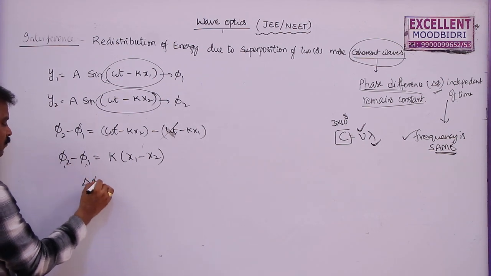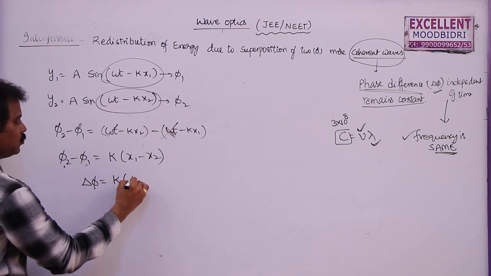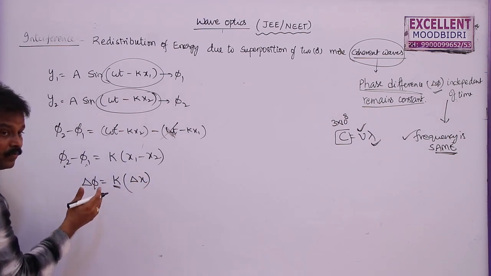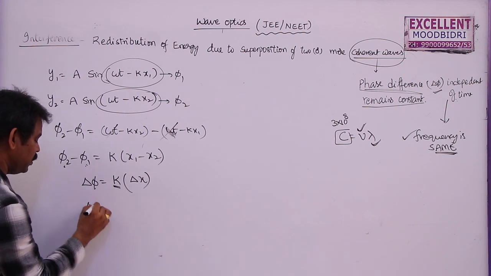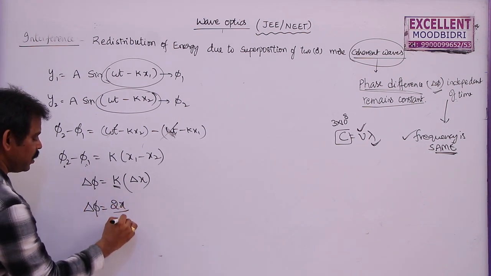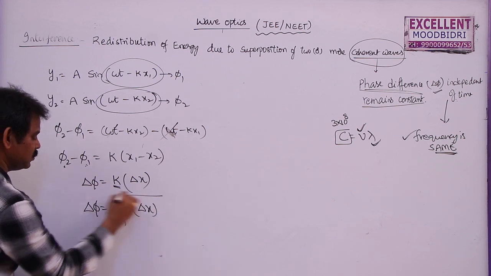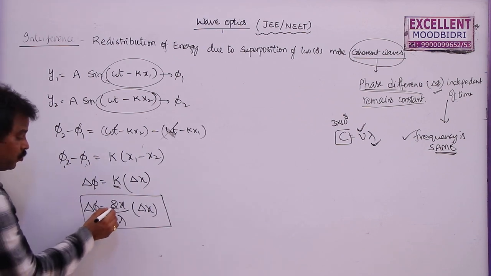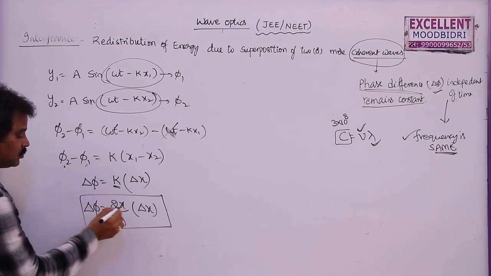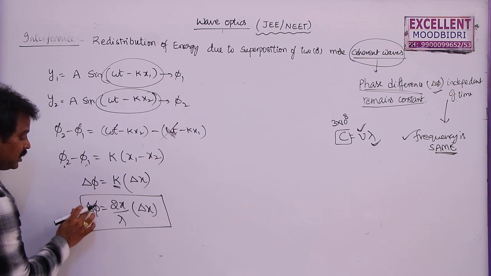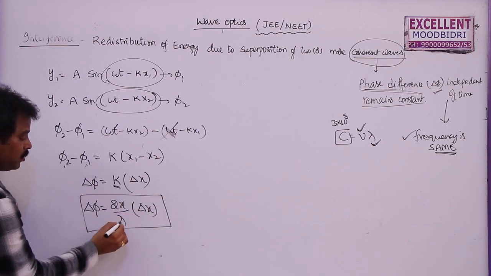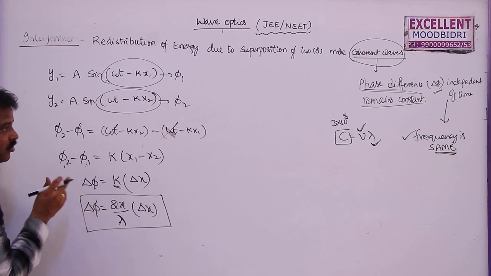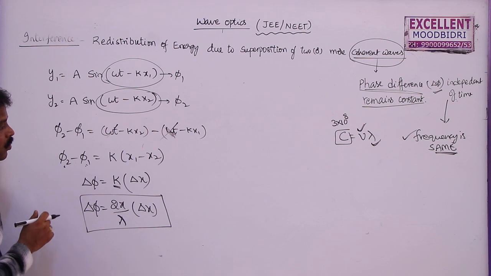We denote it with delta phi, which is equal to k into delta x, where k is equal to 2 pi by lambda, that is the wave or propagation constant. So phase difference is equal to 2 pi by lambda into path difference. So phase difference is a function of path difference here. Here 2 is a constant, pi is a constant. Phase difference is constant, irrespective of time, only if lambda is constant. If lambda is constant, frequency is constant. So these are the conditions for the waves to be coherent waves.